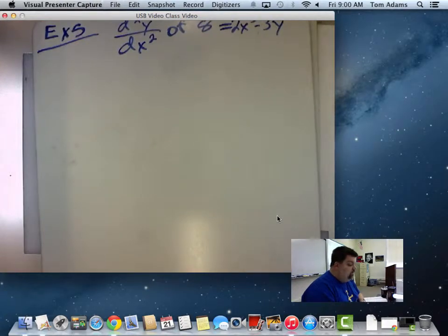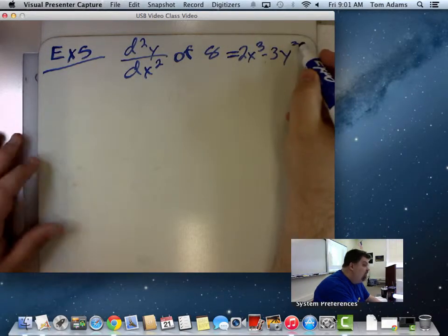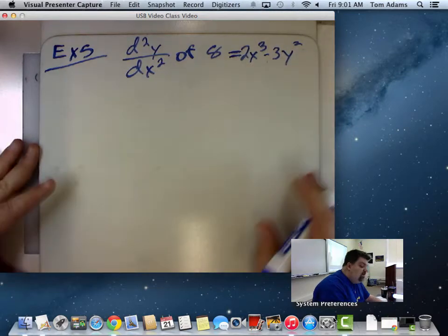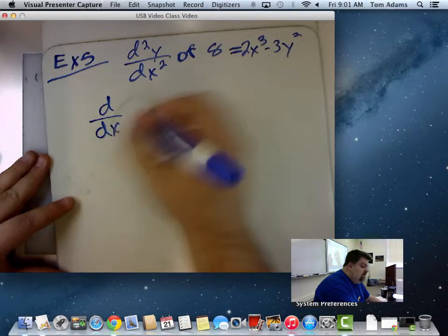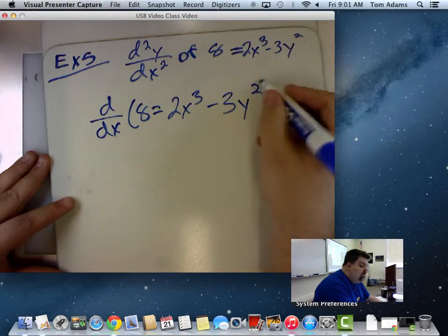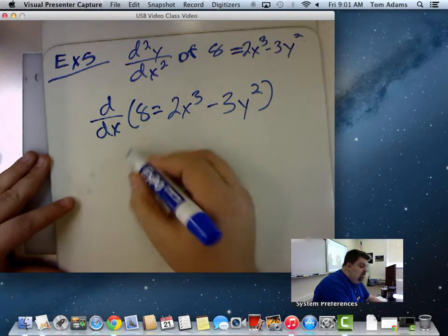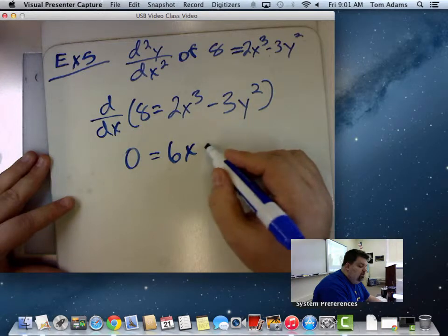And they want a second derivative. y double prime is basically what they want. So we need to differentiate this twice. To differentiate this twice, we have to do it implicitly because y is raised to a power other than 1. And so we still want to find dy/dx. So what we do is we say d/dx of 8 equals 2x to the third minus 3y squared. d/dx of 8 is 0 equals, the derivative of this is 6x minus 6y.